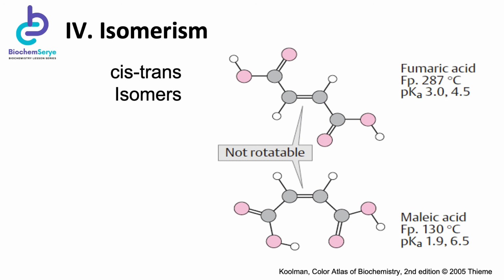Cis-trans isomers, also known as geometric isomers, have different chemical and physical properties. As we can see here, the melting points and the pKa values of the two isomers are markedly different. They can only be interconverted by chemical reactions.